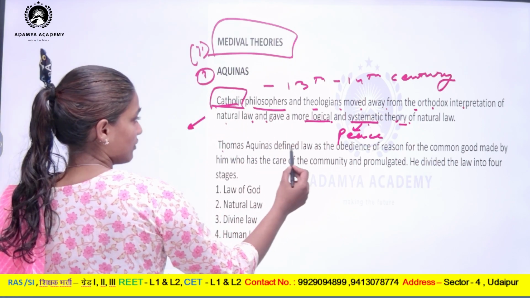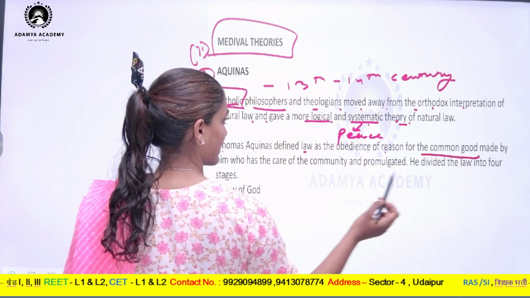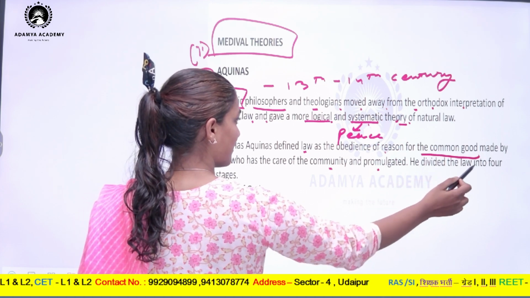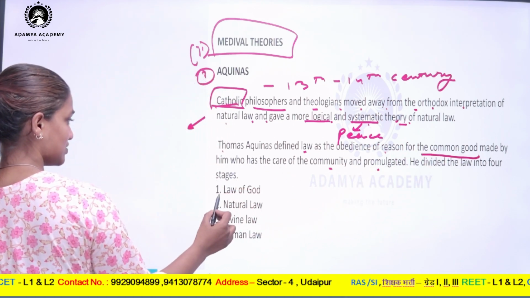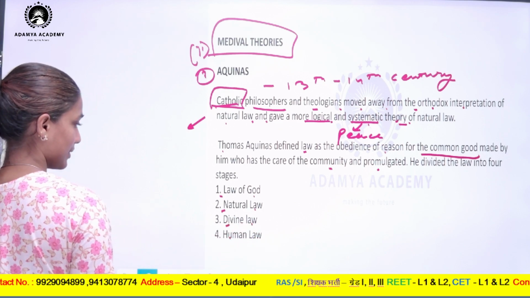So Thomas Aquinas defined law as an ordinance of reason for the common good, made by him who has the care of the community, and promulgated. He divided law into four stages: law of God, natural law, divine law, and human law.